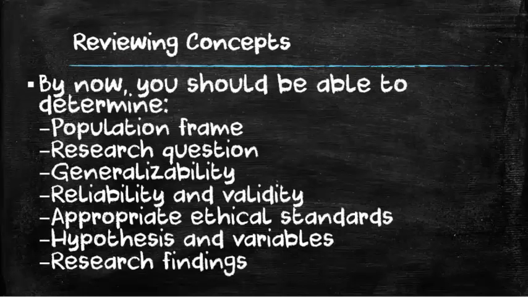All right, by now, here's what you should be able to determine: population frames, research questions, generalizability of the findings, reliability and validity, ethical standards, whether or not they've been met or the threshold has been met, the hypothesis, your variables, and your research findings. If you're struggling, reach out on the general questions discussion board, or go back and review, or email me.